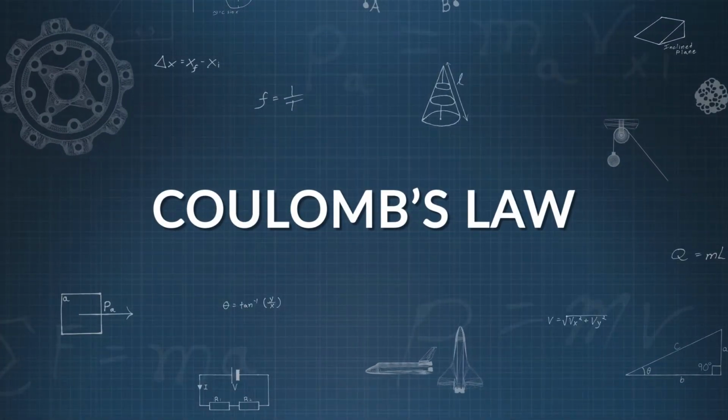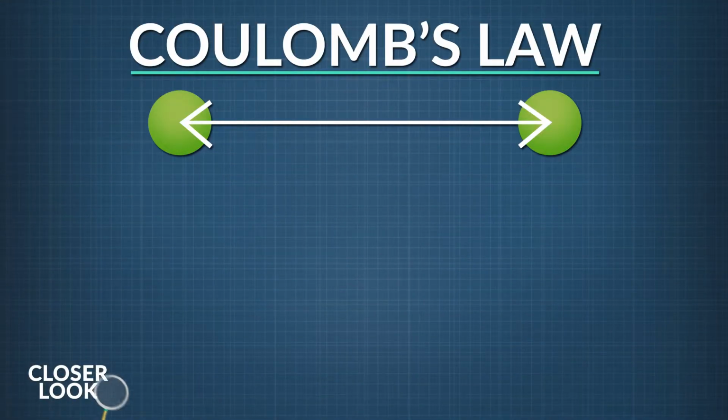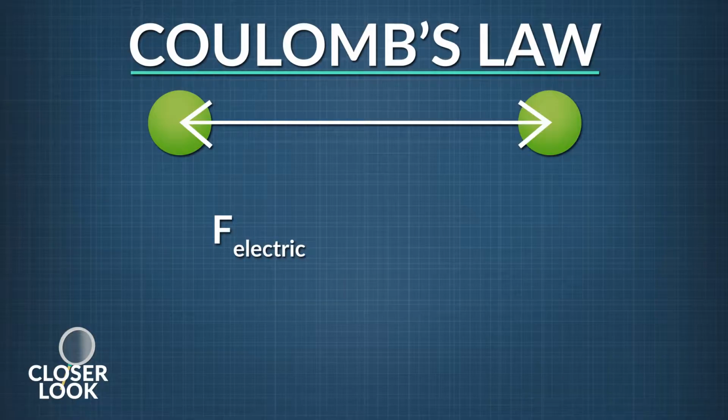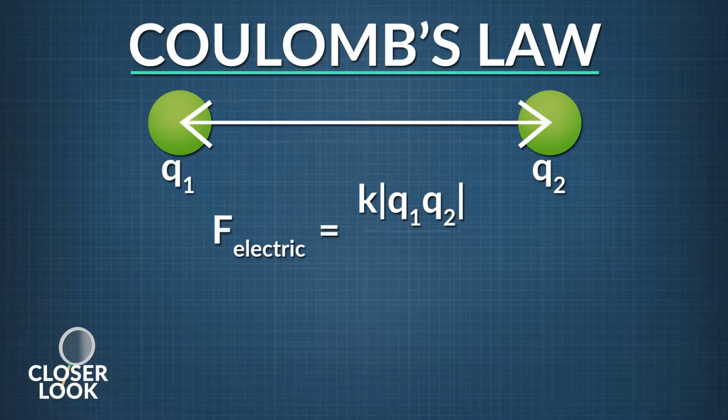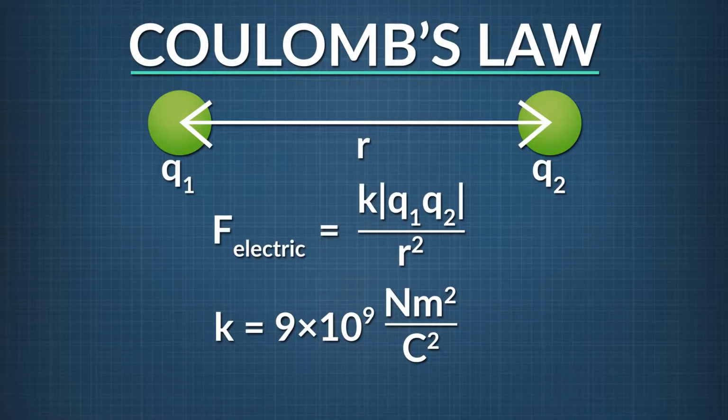In this video, we're going to take a closer look at Coulomb's law. Remember that Coulomb's law says the magnitude of the electric force between two charges, Q1 and Q2, equals a constant number, we'll call it K, times the absolute value of the charge Q1 times the charge of Q2, all divided by the distance between Q1 and Q2, we'll call it R, squared. The constant number K equals 9 times 10 to the 9th Newton meter squared per Coulomb squared.